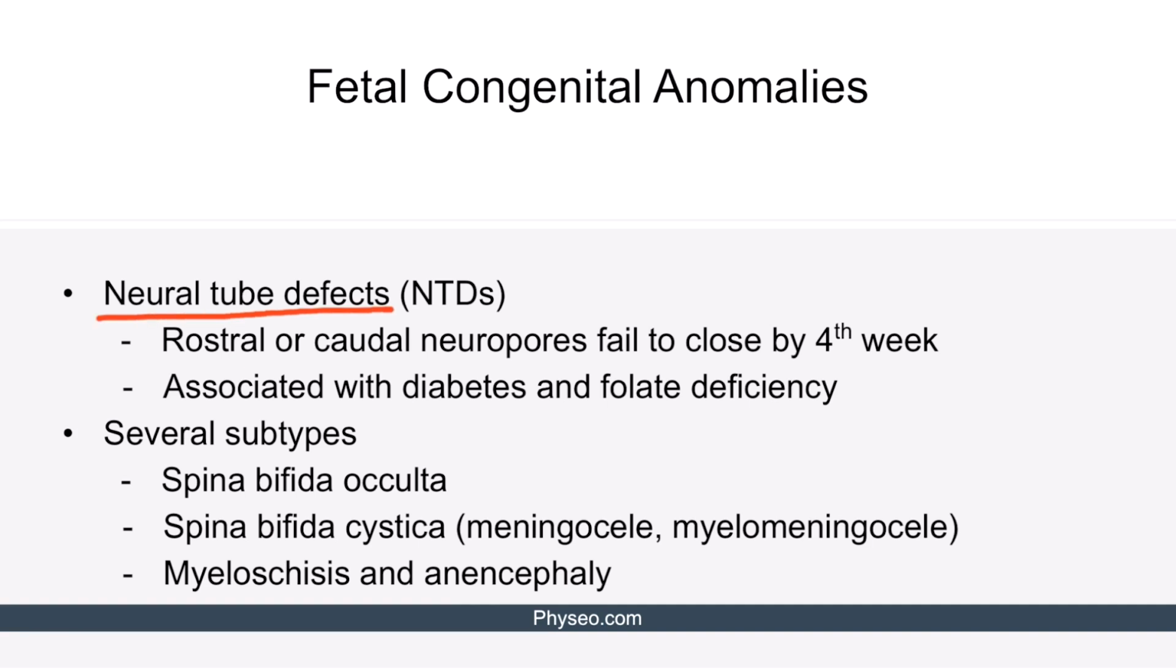Neural tube defects result when the rostral or caudal neuropores of the neural tube fail to close by the 4th week of gestation. And these are actually associated with diabetes and folate deficiency during pregnancy. And there's several subtypes of these defects. So there's spina bifida occulta, spina bifida cystica, and that actually can be subdivided into meningocele and myelomeningocele. There's also myeloschisis and anencephaly. So we'll discuss these subtypes on the next several slides.